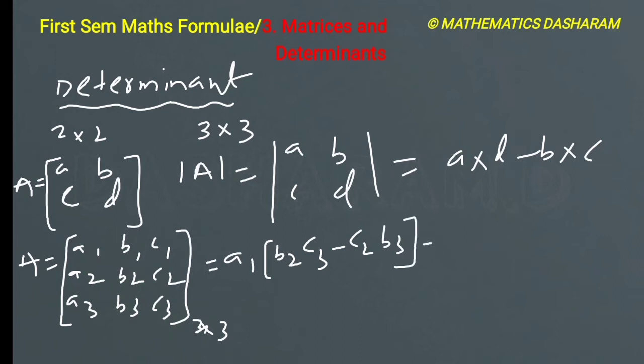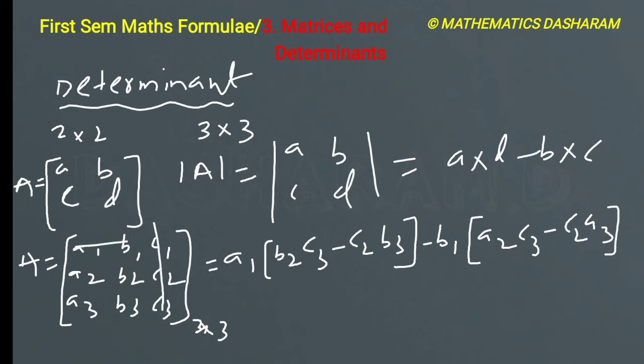Here you should take the minus B1 and cancel the respective row and column. Remaining elements A2, C2, A3, C3. Its determinant: so A2 into C3 minus C2 into A3. Next, the third element is C1.